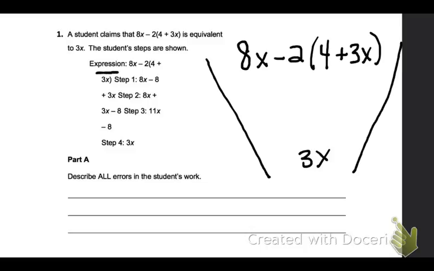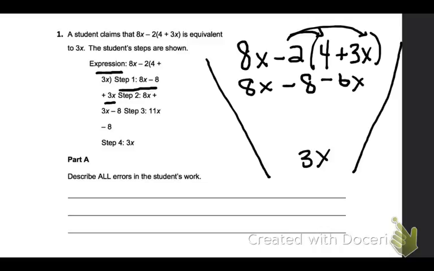Here's our expression, 8x minus 2. In step 1, this is what the student got. Let's see what happens and see what we get. 8x, I'm going to use my distribution property. Remember, between there, that means multiplication. Minus 2 times 4 is 8. Negative 2 times 3x is negative 6x.